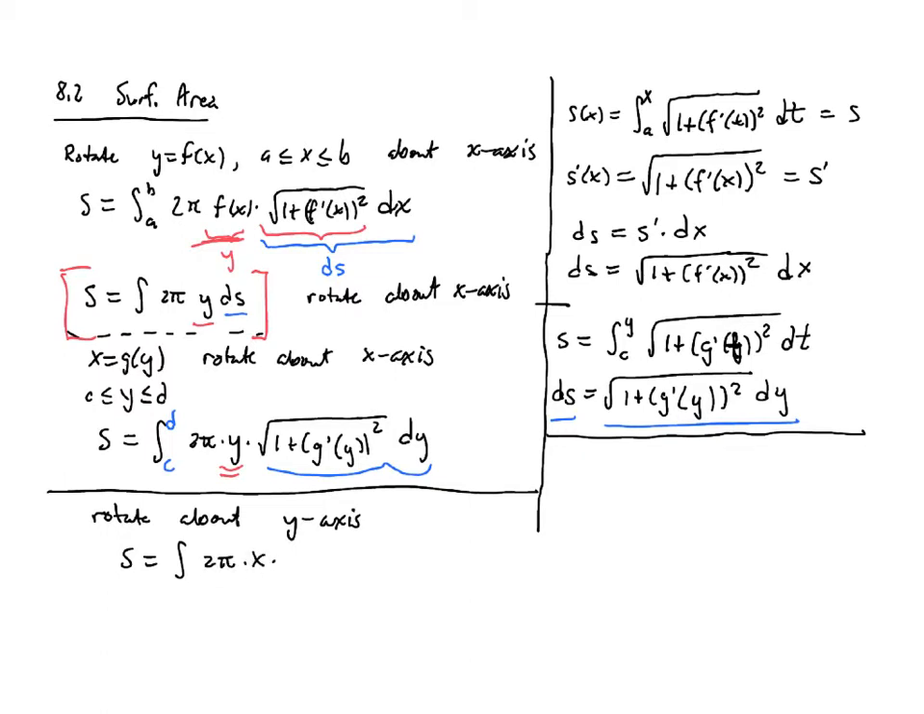times x times ds. And now depending on whether you have a y equals f of x situation or an x equals g of y situation, that tells you what to put in for x down here, what to put for ds down here, and what to put in for the limits of integration. And so the two formulas that we get for this is we get that s equals the integral from a to b, if I'm going to integrate with respect to x, of 2 pi x times the version of ds that uses x's.